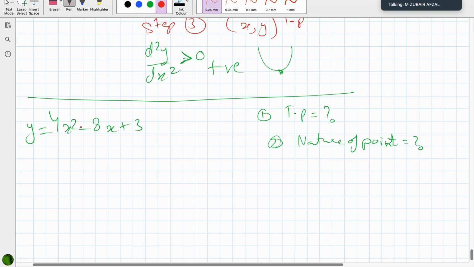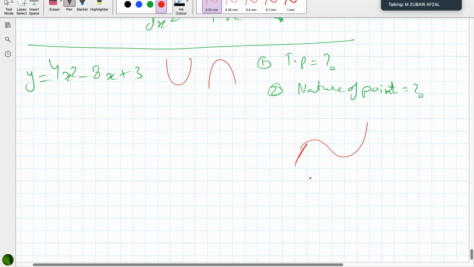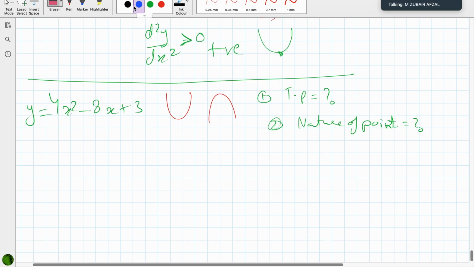Before we solve, we know this is a quadratic equation and there will be only one turning point, either this or this. If it would have been cubic, we know it would have two turning points. If it is quartic, we can expect three turning points. So in this case, it is quadratic. We'll have one turning point, either this or this. So first step, turning point.